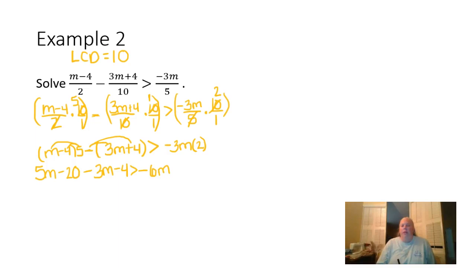All right, over here on the left, let's add our like terms. 5m minus 3m leaves me with 2m. And then negative 20 minus 4 is going to give me negative 24. And this is all greater than negative 6m.